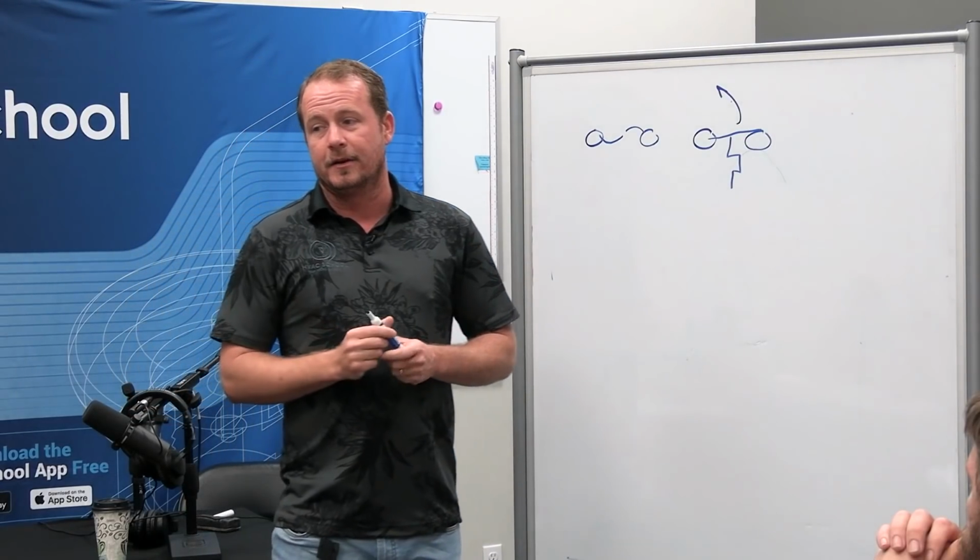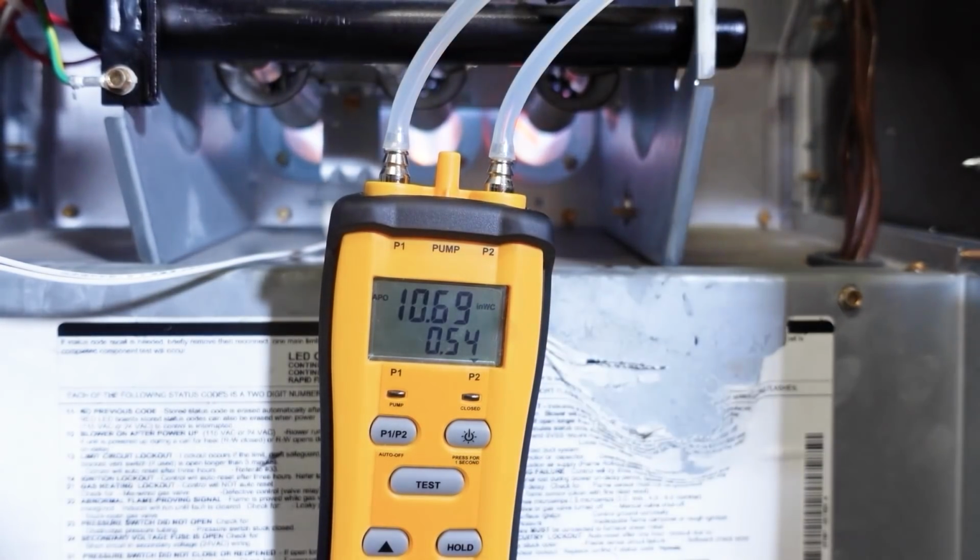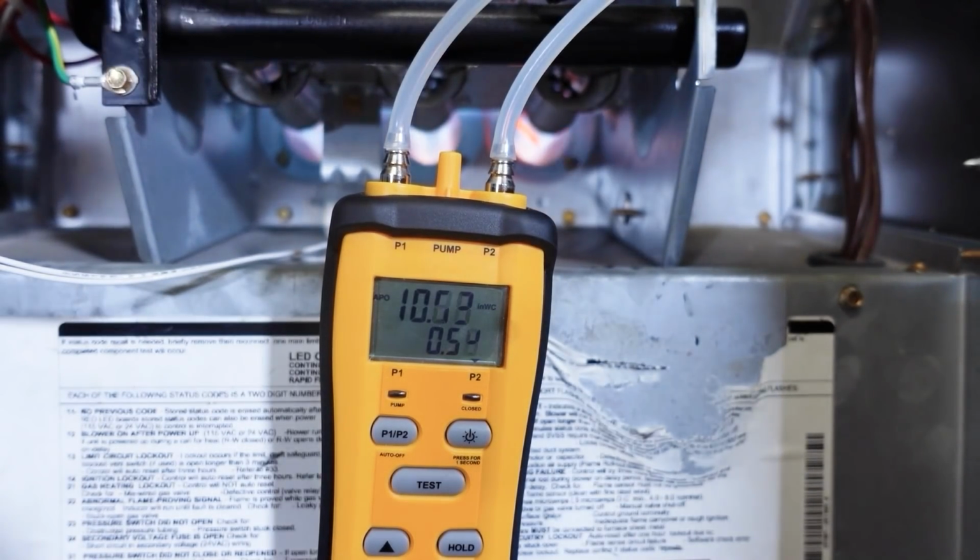So let's talk about a high limit on a furnace, okay? A high limit on a furnace is just inside the furnace, and if the air traveling through the furnace gets way too hot, it opens up, right?